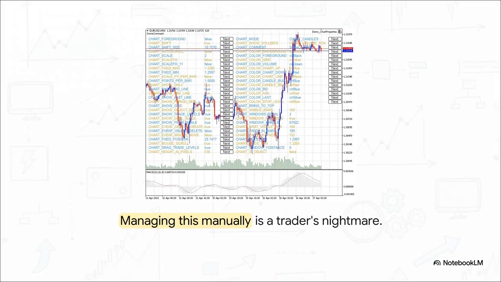When you actually look at the properties involved, you're faced with dozens of variables. We're talking everything from grid colors to scale fixes to fixed maximums and minimums. Managing all of this manually is literally a trader's nightmare. Because, think about it, every single minute you spend clicking through menus to configure a background color or a shift size is a minute taken away from your actual trading and algorithm development.